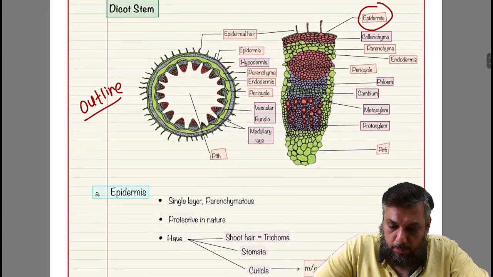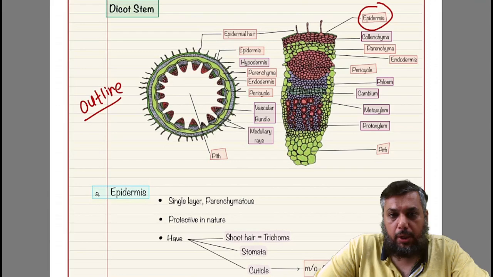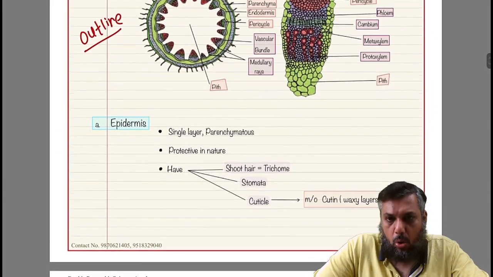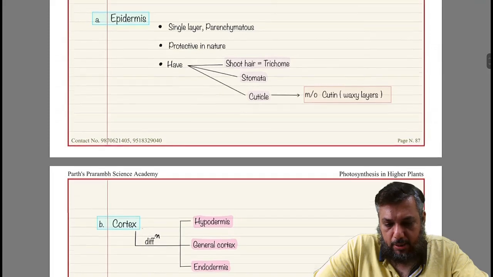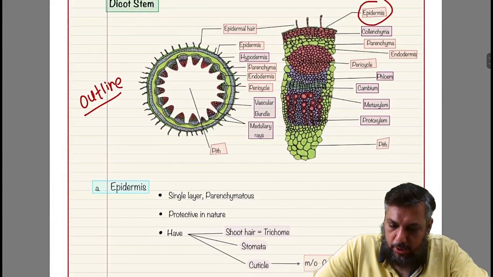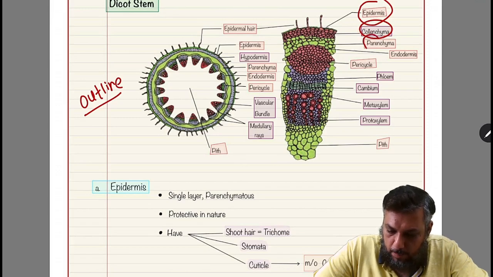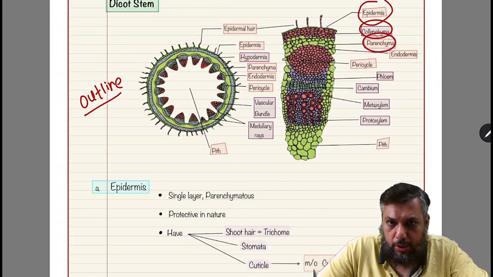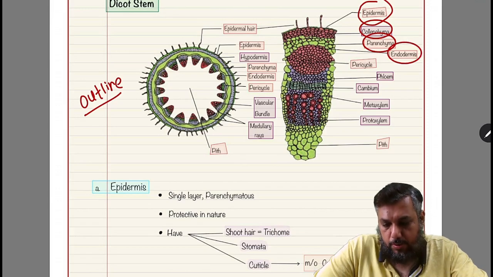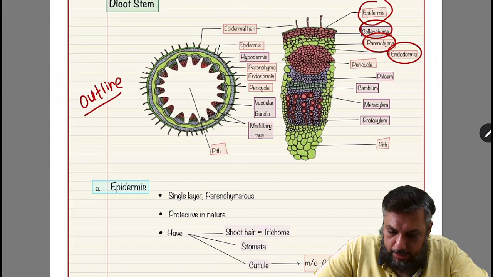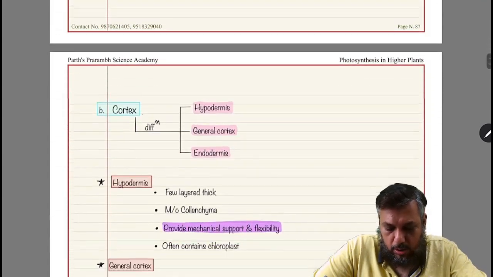The epidermis will be covered by a single layer of cuticle. तो क्यूटिकल होता है. और अगर यंग स्टेम है तो डेफिनेटली उसके पास स्टोमेटा भी होंगे. The second layer is called the cortex, and the cortex is further divided into the collenchyma that forms the hypodermis, the parenchyma that forms the general cortex, and the innermost layer of the cortex is called the endodermis. All these three layers together is called the cortex. तो ये highlighted देखिए diagram में, all these three layers together is called the cortex.